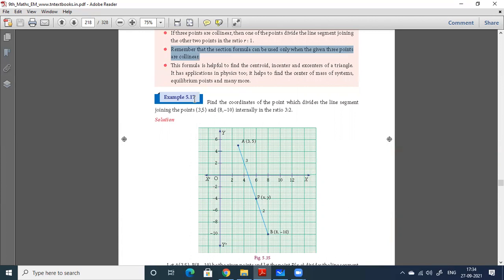Example 5.17. It's saying find the coordinates of the point which divides the line segment joining the points 3, 5 and 8, minus 10. See, 3, 5 is here, and this is 8, minus 10. It is dividing it internally in the ratio of 3:2.